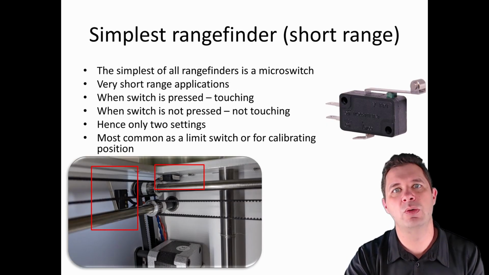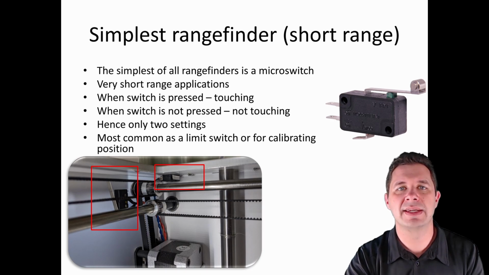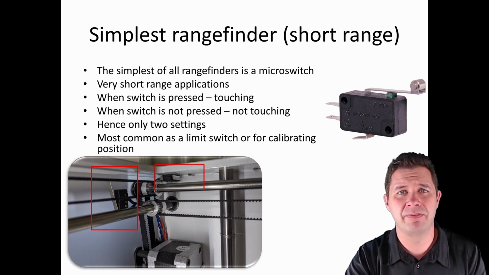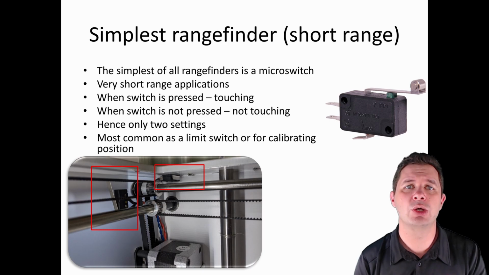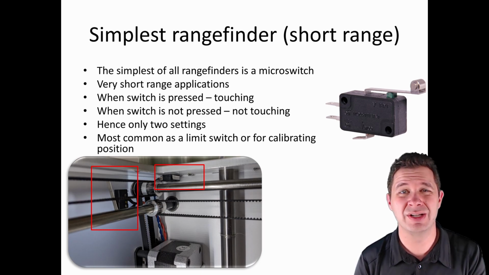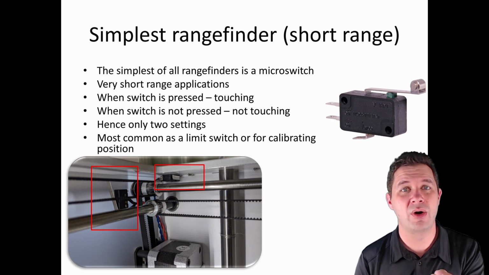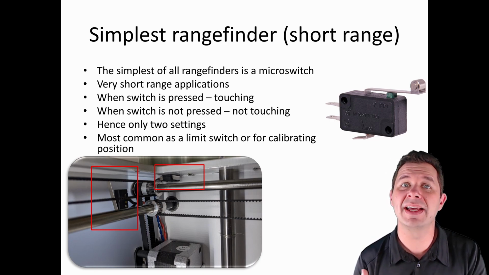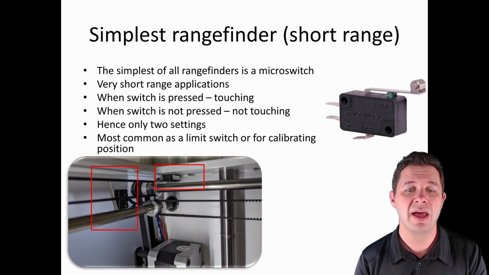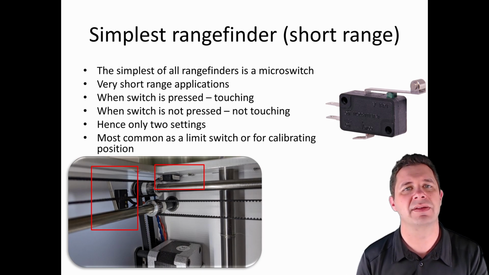Finally, one really simple rangefinder that we use, which is essentially a bump sensor, a little micro switch that's used for very close ranges. And these are really only used for saying, well, something is touching or it's not touching. Now, one place that we use these a fair bit is in machinery for end stops and things like that.